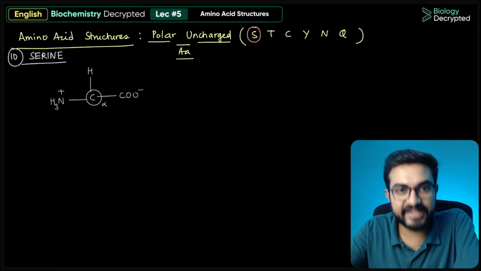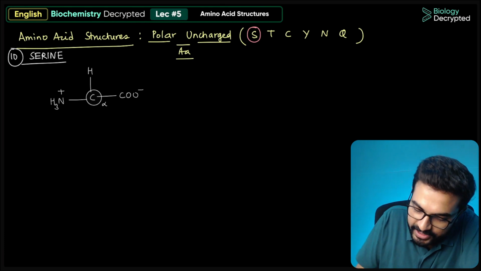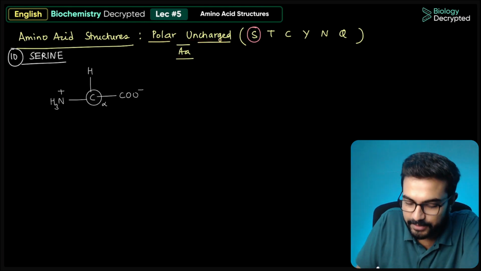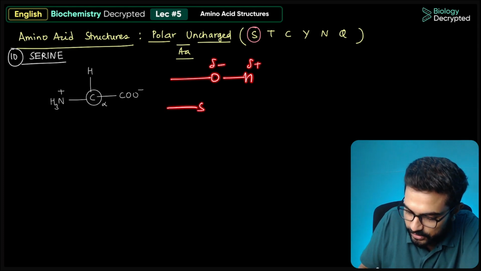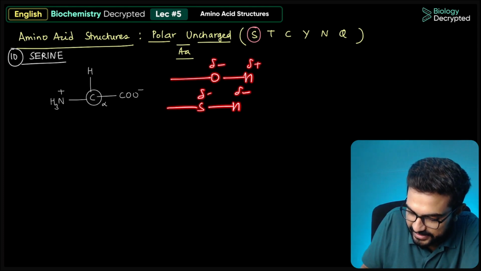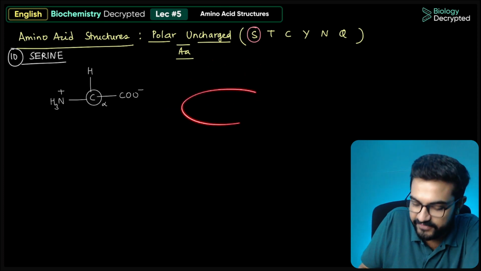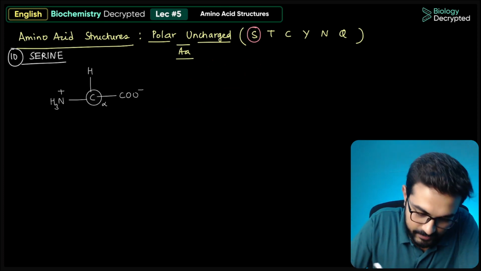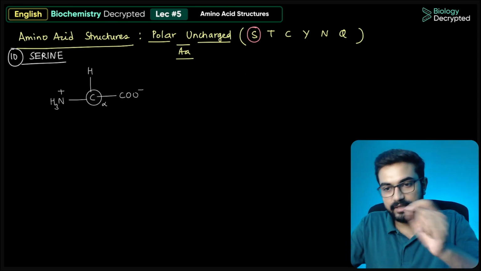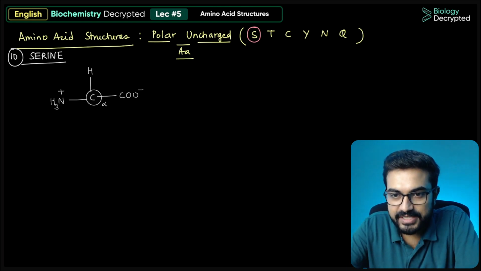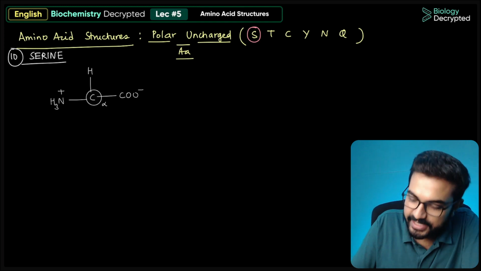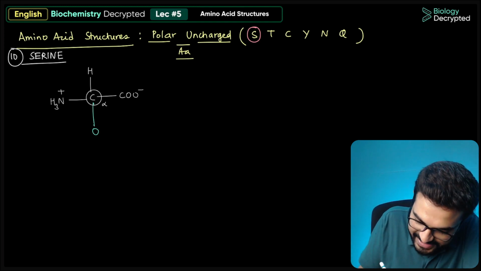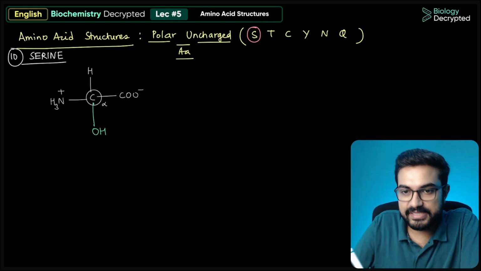Now let's come to serine. Now we'll talk about polar uncharged amino acids. So there will be some kind of a polar group like oxygen, hydrogen, or sulfur, hydrogen, wherever there will be an electronegativity difference and there will be polarity in the bond. Now let's talk about polar uncharged serine. In case of serine, the group that is attached is a hydroxyl group, as simple as that. There is a hydroxyl group.